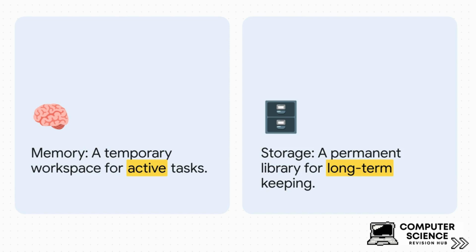The best way to think about it is like this. Memory is your computer's temporary workbench. It's messy, it's active, it's where you're doing all your current work. Storage, on the other hand, that's the permanent library, or maybe a big filing cabinet. It's where you put things away for long-term safekeeping once you're done with them.